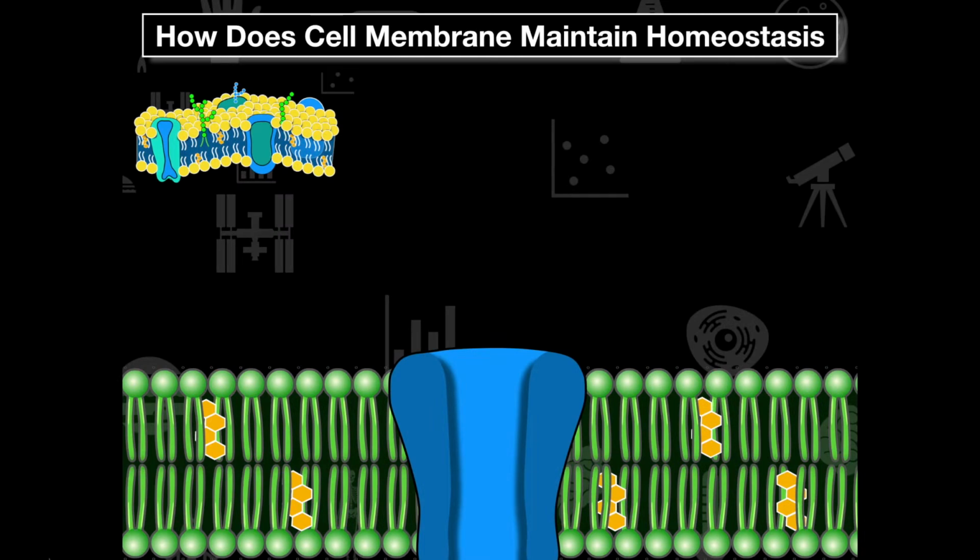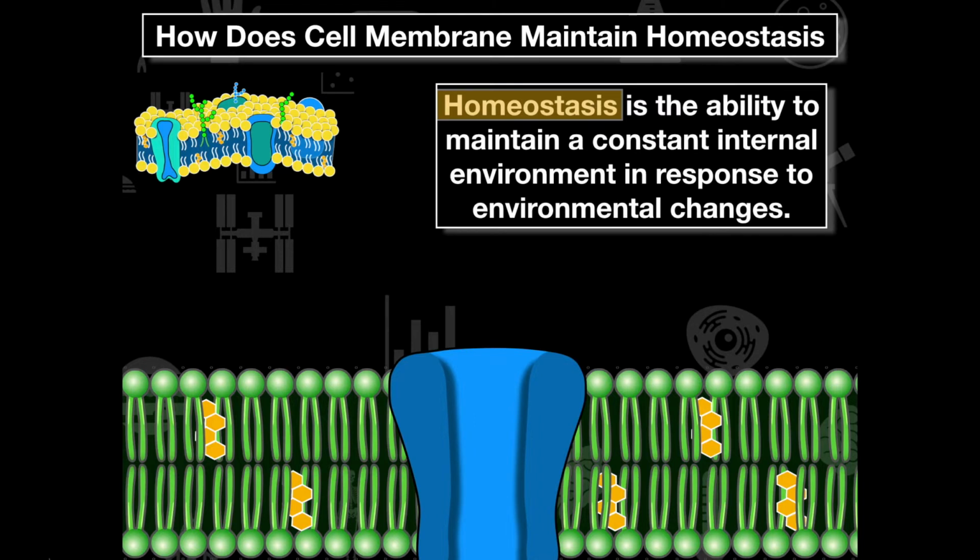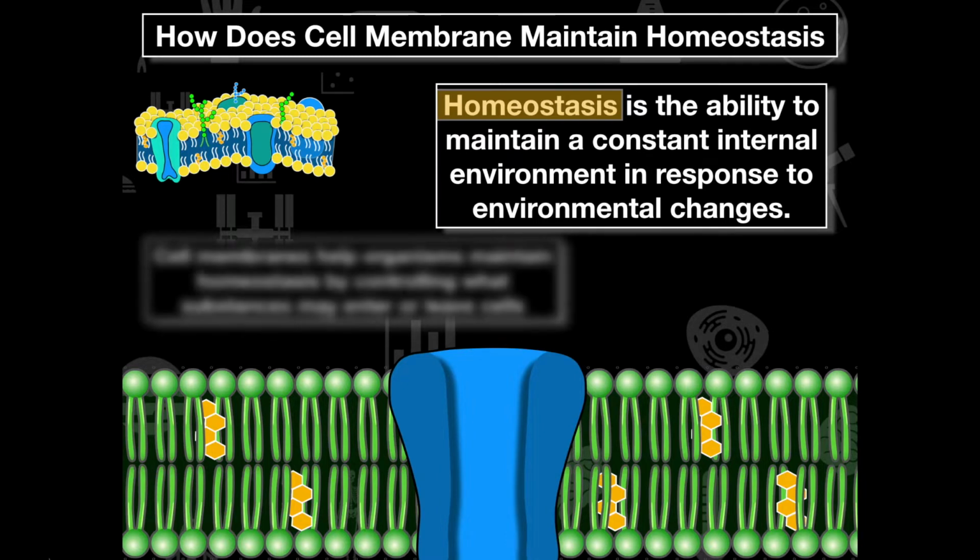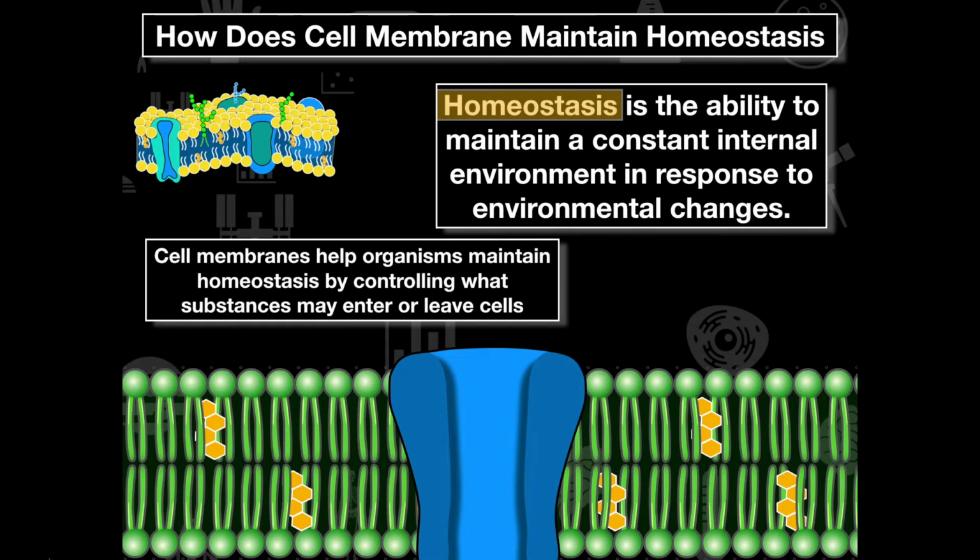So how does the cell membrane help us maintain homeostasis? Let's make sure we review homeostasis first to understand what it actually means. Homeostasis is the ability to maintain a constant internal environment in response to environmental changes. Now, how does this cell membrane allow us to maintain homeostasis within cells and then within our bodies?